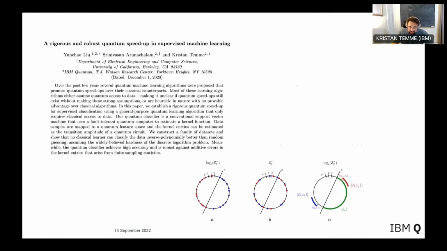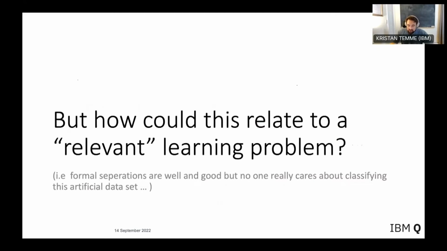So I won't go into the technical details of that, but I'll skip ahead to the next natural question. If you were to believe this, you've constructed a learning problem for which you can formally prove that no classical learner can solve it. But it's not really an interesting or relevant learning problem because it's a very artificially constructed one, a data set for the discrete logarithm problem. So the question is, how do we find relevant learning problems for which this quantum kernel approach could be useful, right?